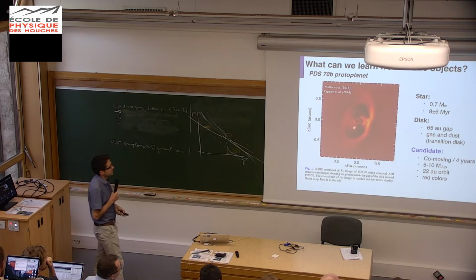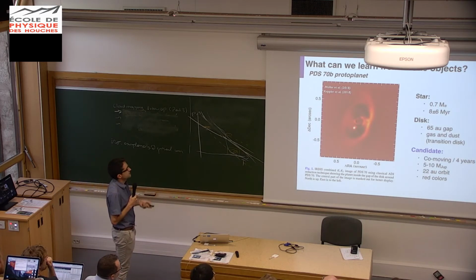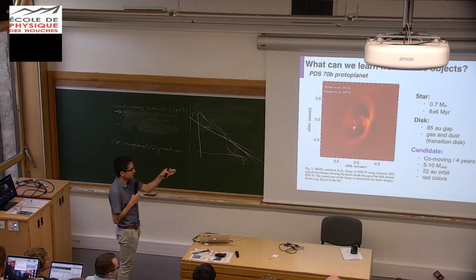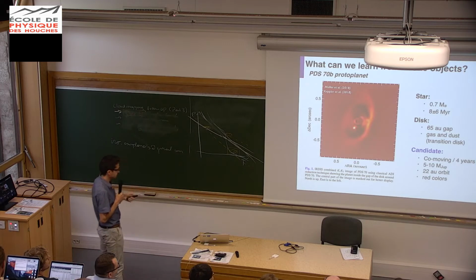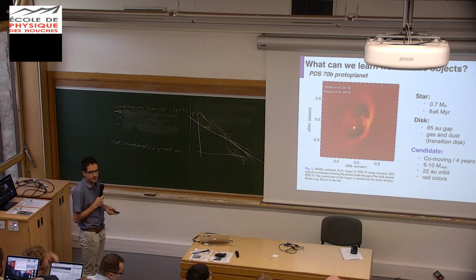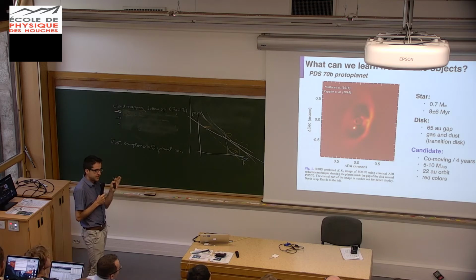Another exotic object is this planet PDS 70b. It was identified with the SPHERE instrument very recently. So it's nested in the cavity of a transition disk. You can actually see directly the disk here and the cavity. We are seeing it moving around the star. It's co-moving with the star, so it's a bound object. The mass is around that of HR 8799 e, c, and d.